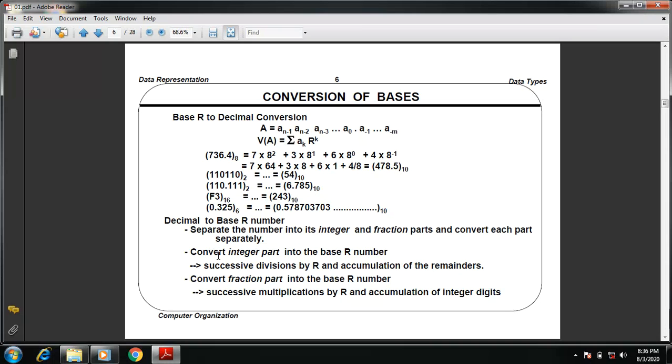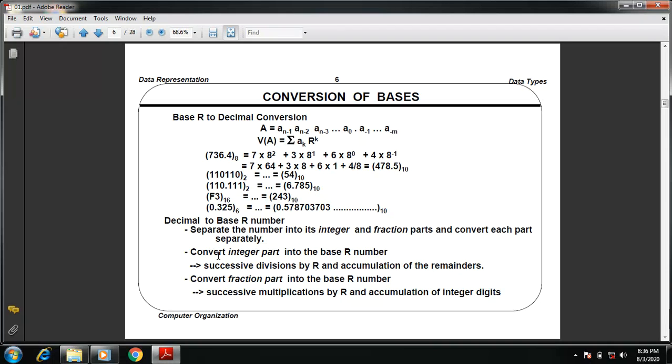Conversion means converting one base to another base, that is, from a decimal number. We can convert to another base such as binary, octal or hexadecimal. So these are some rules for applying conversions. There are several rules.